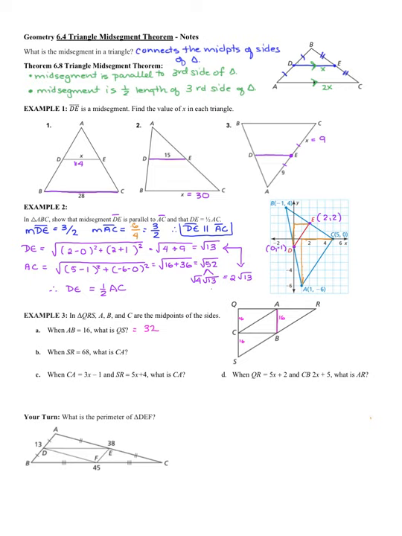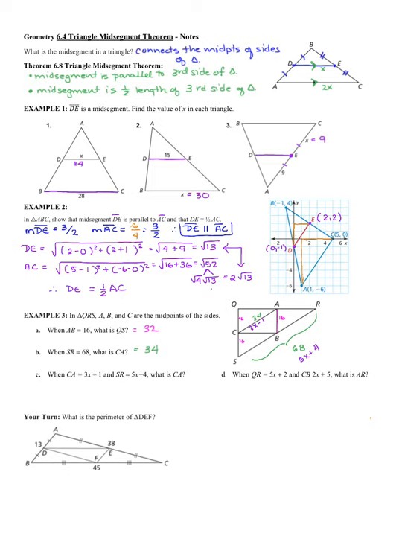And then I'll try and color code these. When SR, which is over here, when SR is 68, what is the measure of CA? Well, that's going to be half as long, so that would be 34. And then lastly, if CA happened to be 3x minus 1, so here I have 3x minus 1, and SR happened to be 5x plus 4, what is the measure of CA?